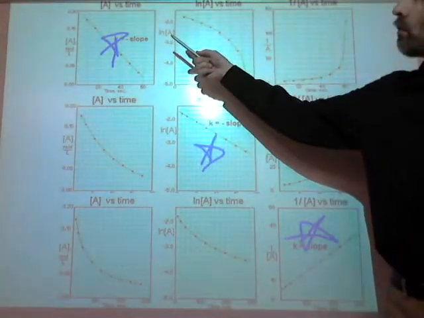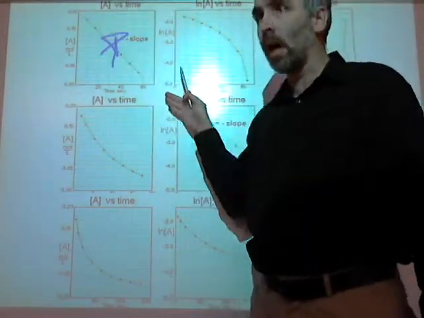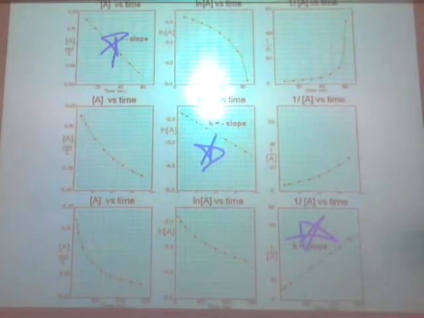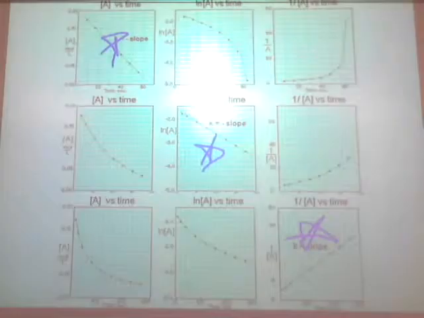If I'm doing concentration versus time, you're always decreasing over time. If I'm doing 1 over concentration versus time, it's got to be increasing throughout time. Okay? All right, so there you have it. I know that's kind of difficult. I told you it would be.